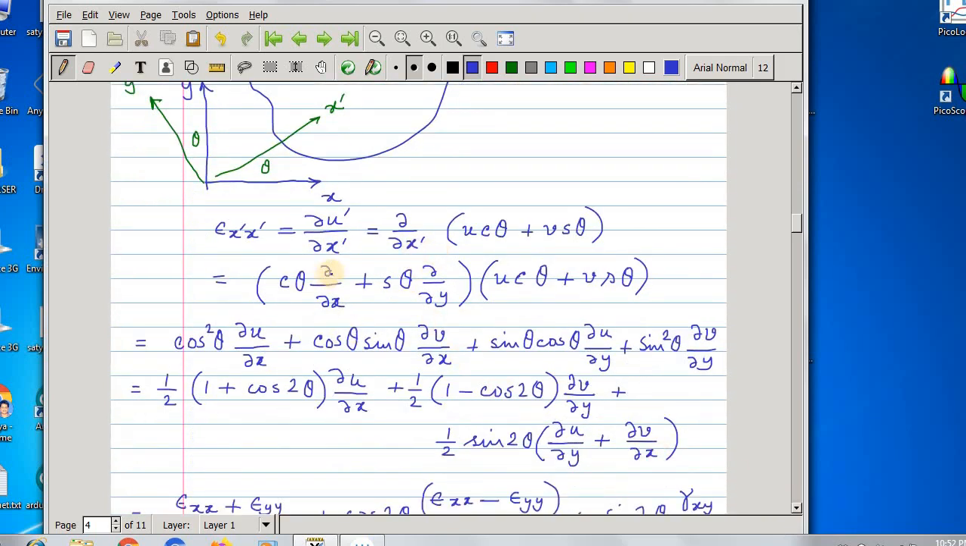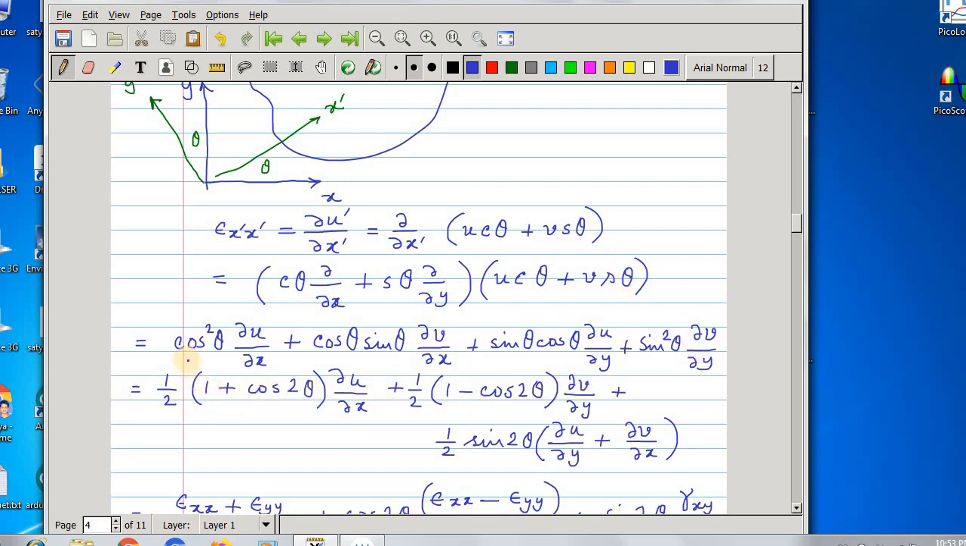Now you just take cos theta del x of u cos theta. So cos theta does not depend on x. So that means del u del x. So cos square theta del u del x plus cos theta sin theta del v del x plus sin theta cos theta del u del y plus sin square theta del v del y.